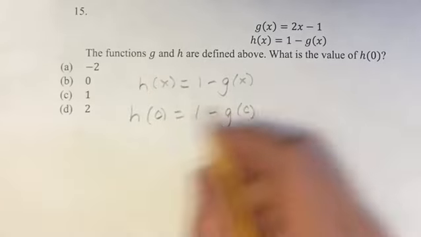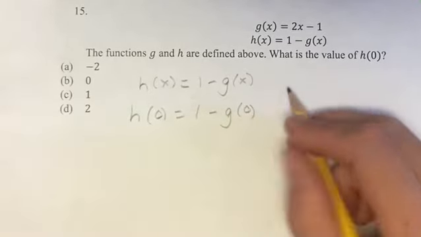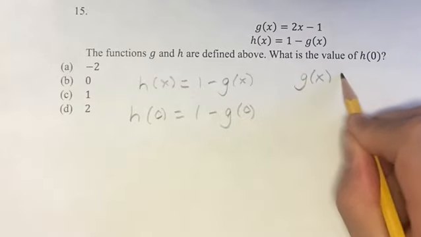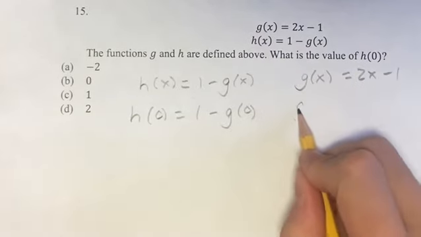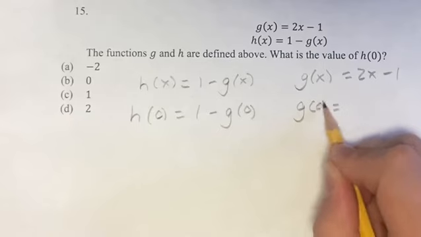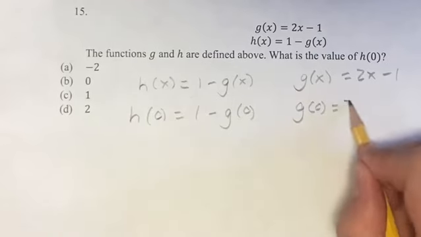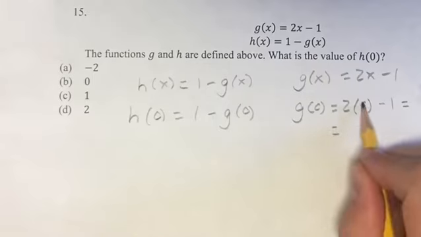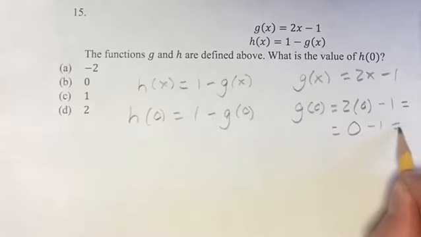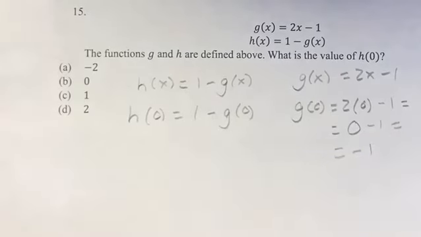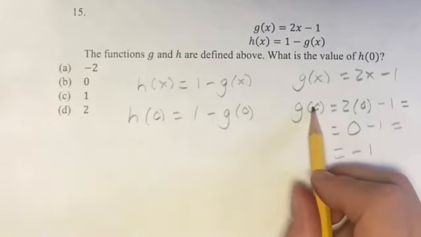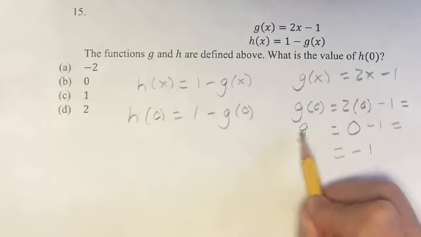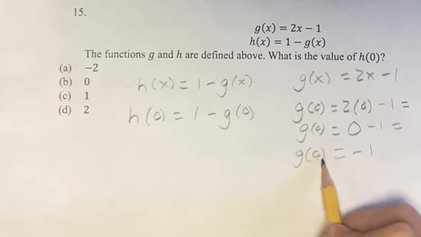So to continue, we actually have to find what g of 0 is, right? G of x is 2x minus 1. So g of 0, again, you're just plugging in 0 wherever you see x. So we have 2 times 0 minus 1. 2 times 0 is 0 minus 1, and 0 minus 1 is negative 1. So now g of 0 is equal to negative 1.